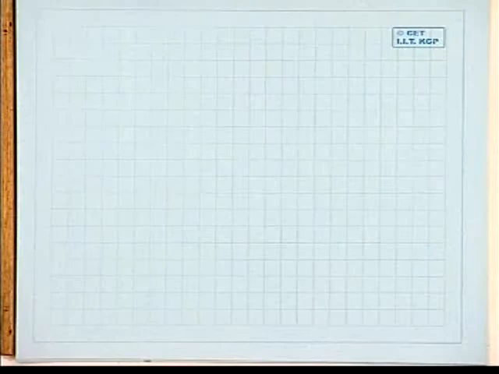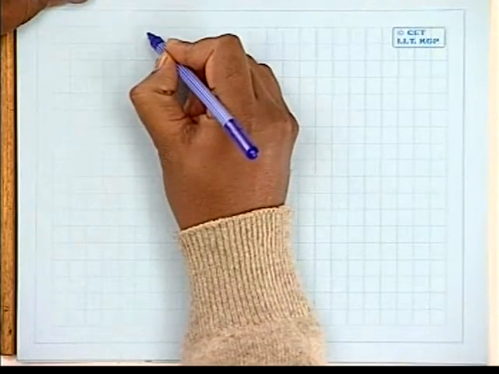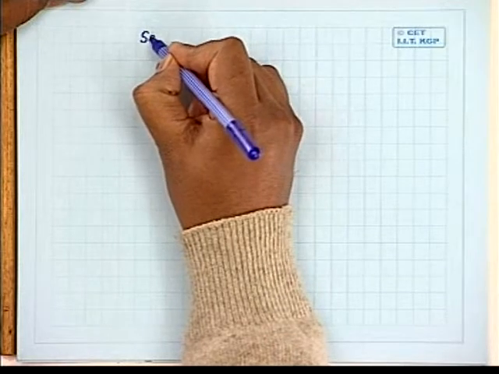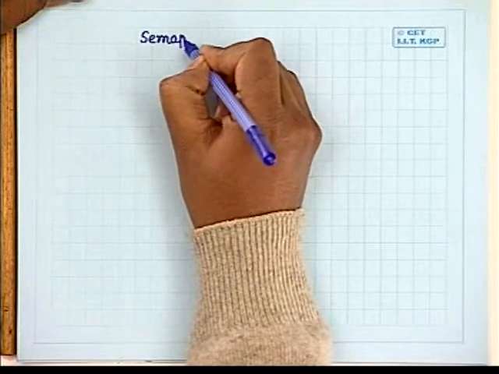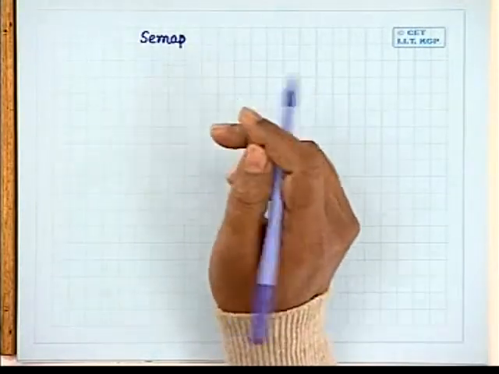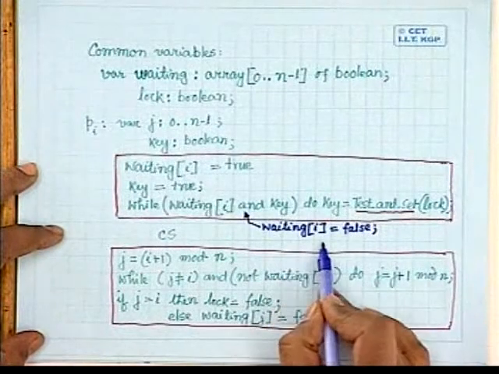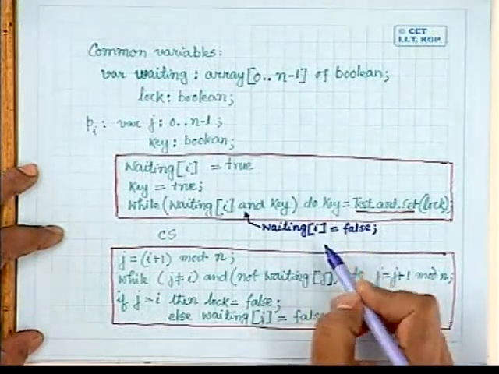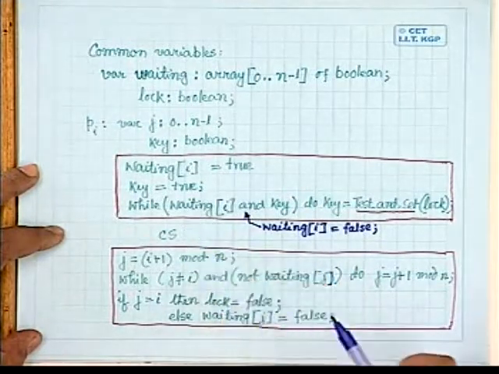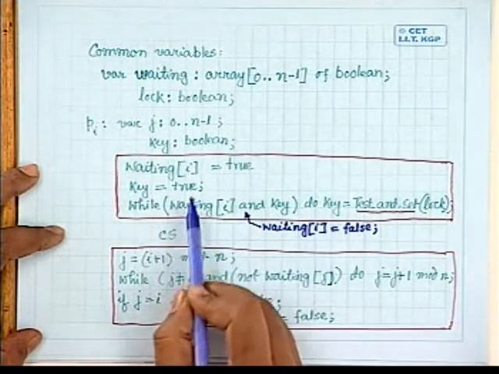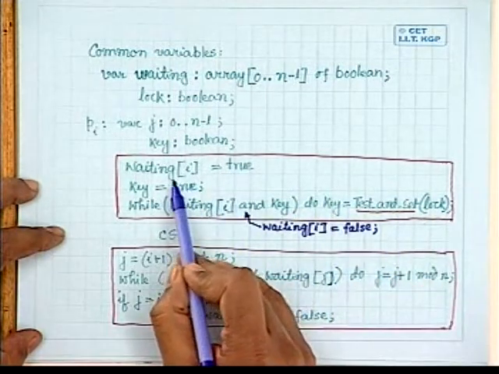Today we'll start a new topic, that is semaphore variables and applications of semaphore variables. Waiting[i] = false. This statement should come before the ith process enters the critical section. Okay. So now the entry section will be, initially waiting[i] equal to true.